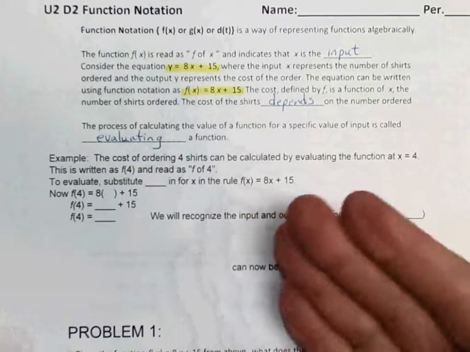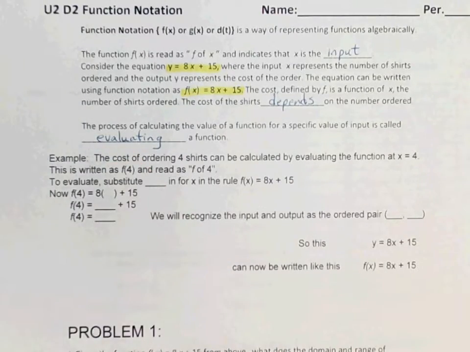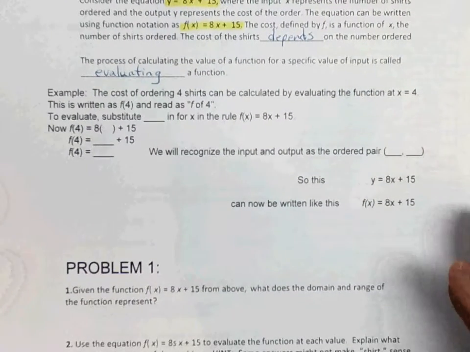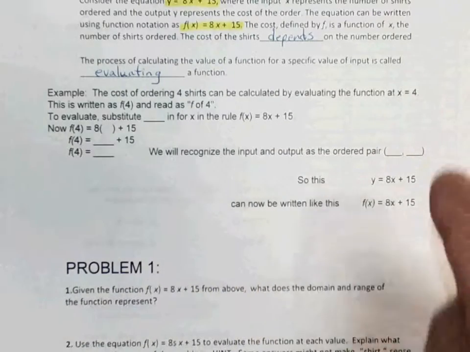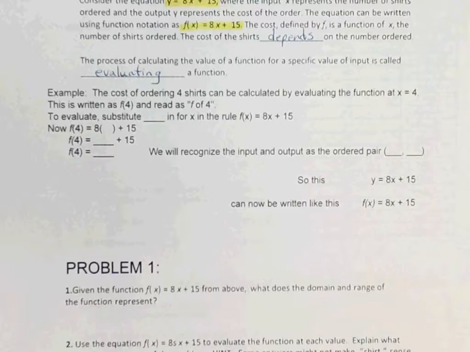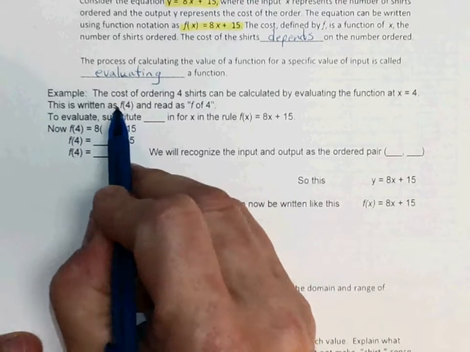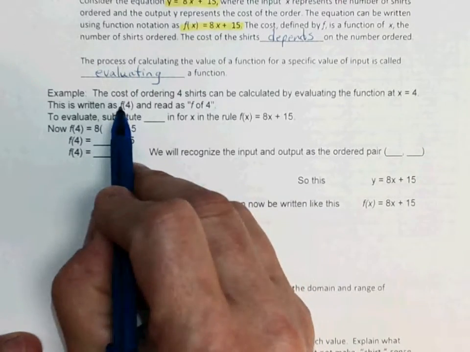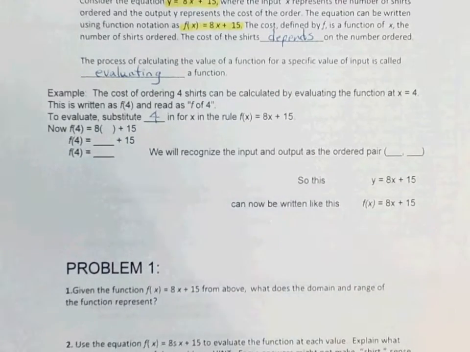When we actually crunch numbers for an order, it's called evaluating a function. So let's look at an example. The cost of ordering 4 shirts can be calculated by evaluating the function when x equals 4. So we're going to write this as f of 4, f parentheses 4. This is not f times 4, okay? So we're going to substitute 4 in for x in our rule.